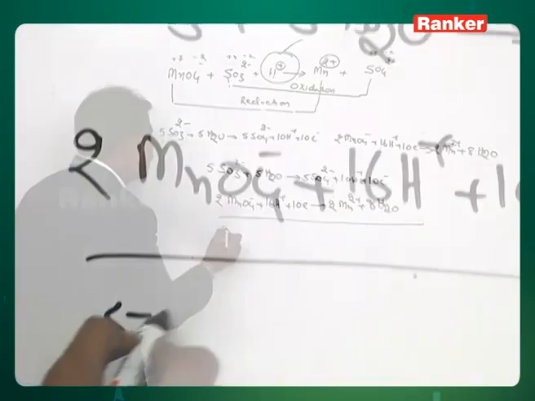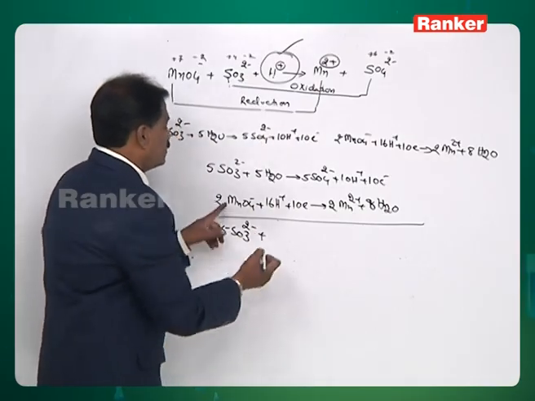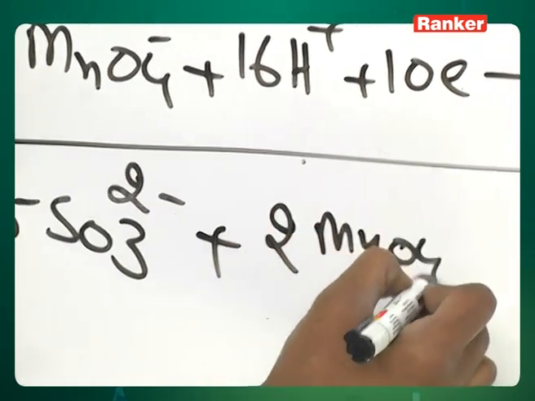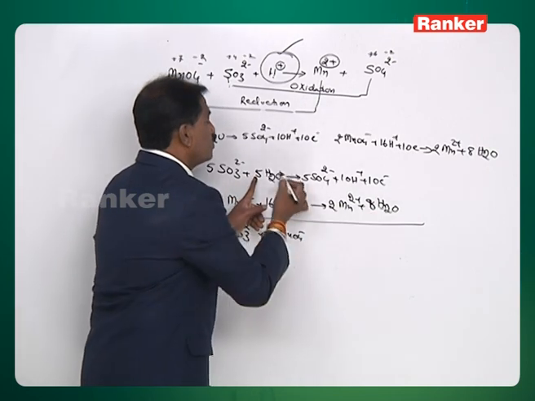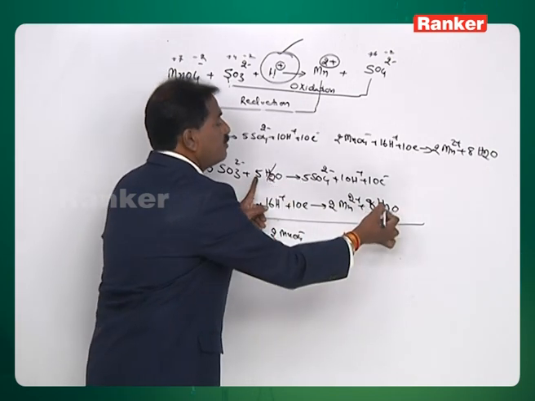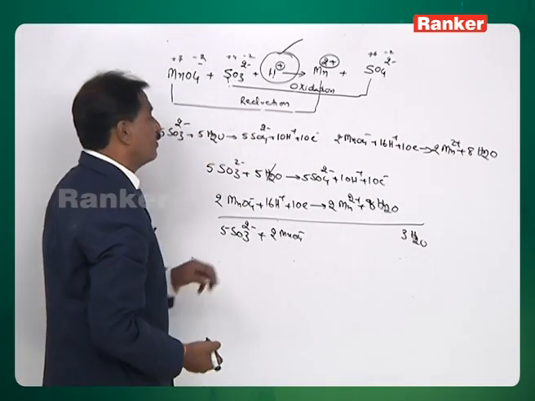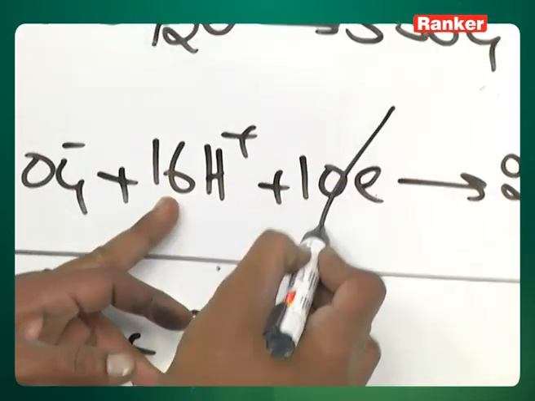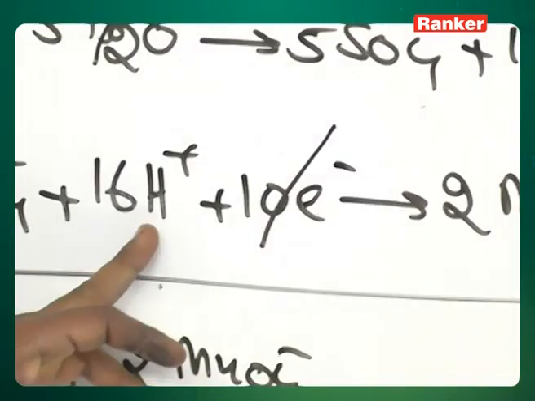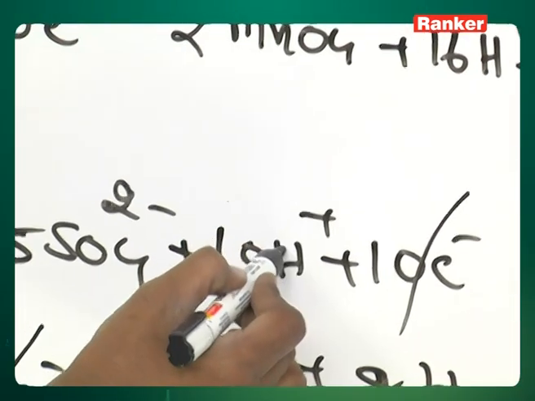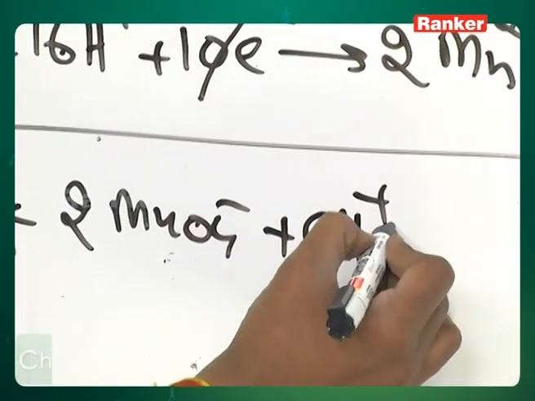Therefore, 5SO3 2 minus. Next, 2MnO4 minus. Next, here 5H2O, here 8H2O. So, all these 5H2O and here 5H2O will get cancelled. Here only 3H2O will be left. Similarly, electron number, this side electron number and that side electron number will get cancelled. Next here 16H plus, here 10H plus. Out of this 10 and this 10 will get cancelled. Here 6H plus will be left.